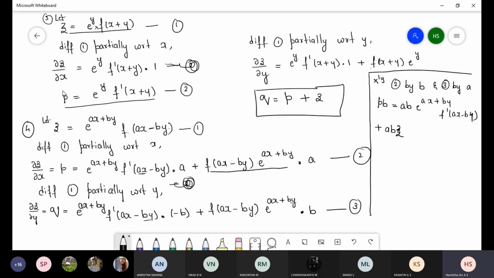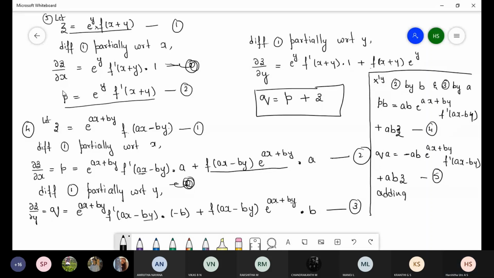Next, multiply equation 3 by a. So qa is equal to minus ab e power ax plus by into f dash of ax minus by, again plus ab f of ax minus by e power ax plus by. We can write it as a z. I call this one as equation 4 and this one as equation 5.